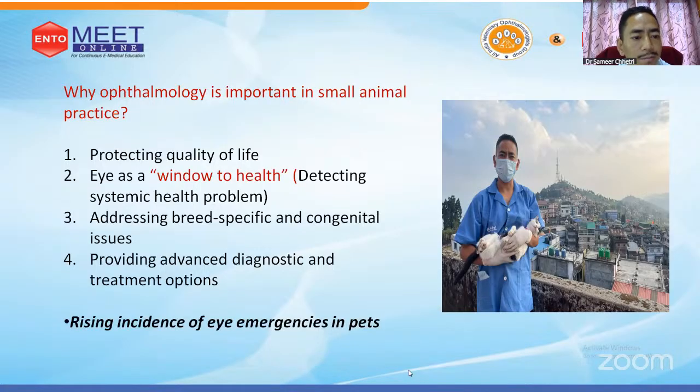And also there are breed specific as well as congenital eye problems. Talking about breed specific, we all know brachycephalic dogs, pugs and Pekingese. They are more prone to eye injury, corneal ulcer, and dry eye. Also, sometimes there are congenital hereditary issues which we tend to ignore. So it's very important that all these are brought into the picture and taken to the vet as soon as possible.